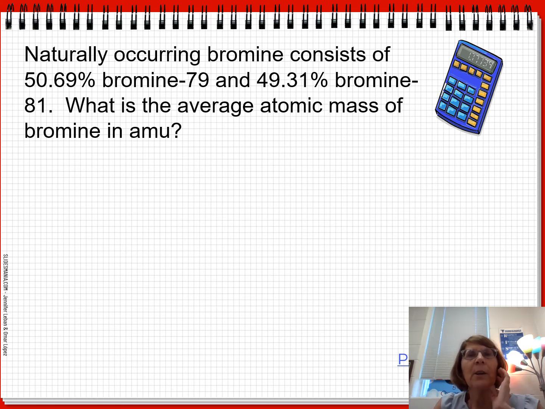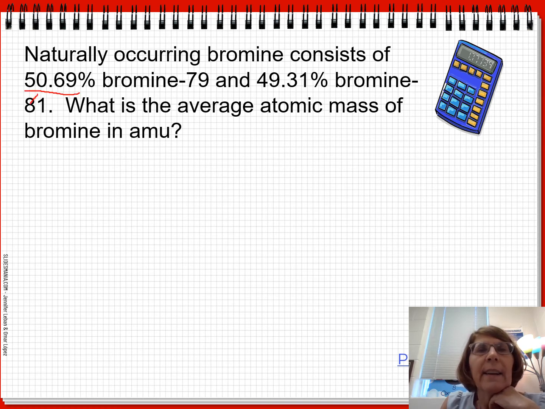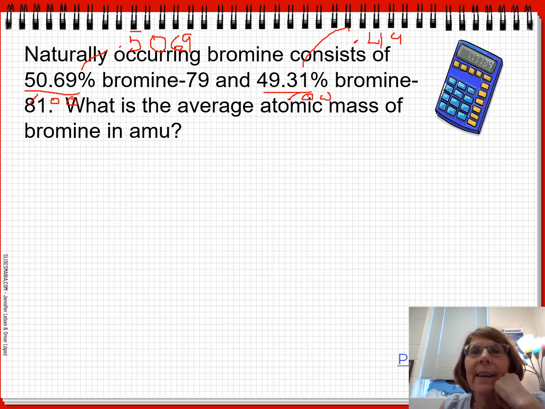So it says naturally occurring bromine consists of 50.69% bromine 79 and 49.31% bromine 81. What is the average atomic mass of bromine in AMU? So we are going to take these percentages and divide them by 100. So that's going to give me 0.5069. And then this percentage, we're going to divide by 100, giving me 0.4931.